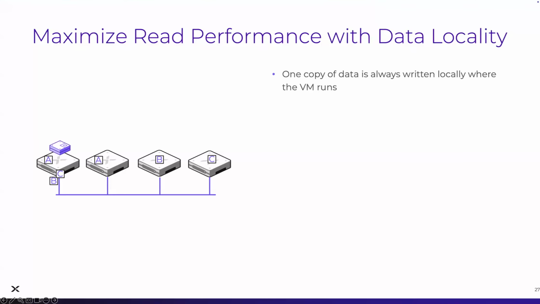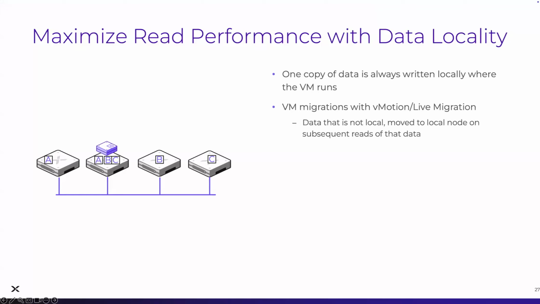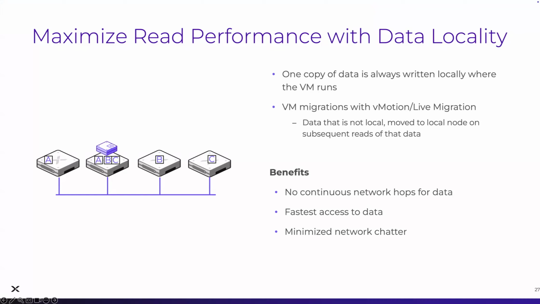You see here, we're going to read locally. If the VM moves, the data will move with it. And then we're going to stripe across for RF2 and RF3. So with live vMotion, live migration, wherever the VM moves, we'll move that data with you, hence data locality, and faster access to your data.